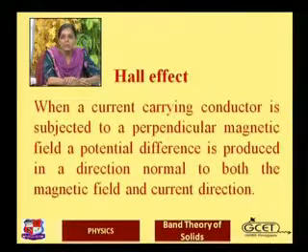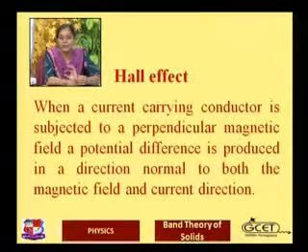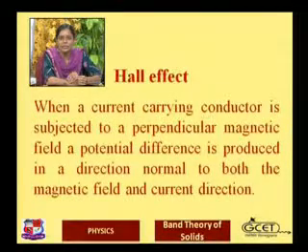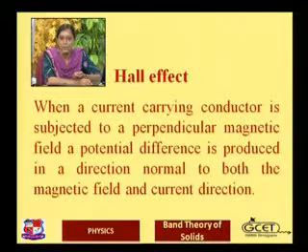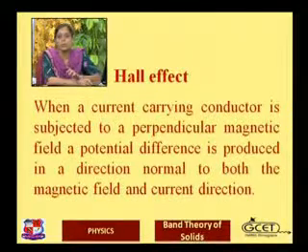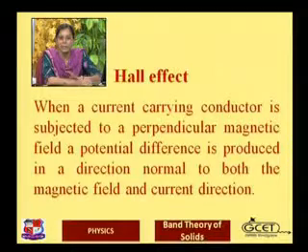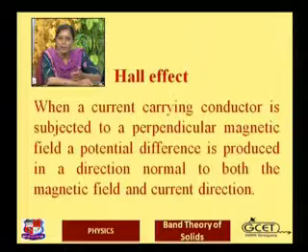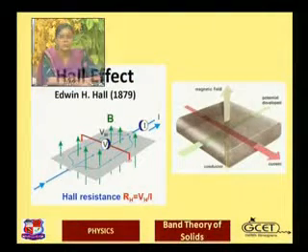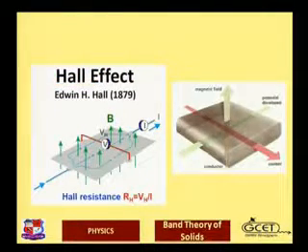It says that when a conductor, the semiconducting material, is provided with an electric field, there will be a current flowing through it, and if we provide a perpendicular magnetic field, there will be a potential difference which is produced. Why? Let's see. Now this is the pictorial representation of Hall effect.